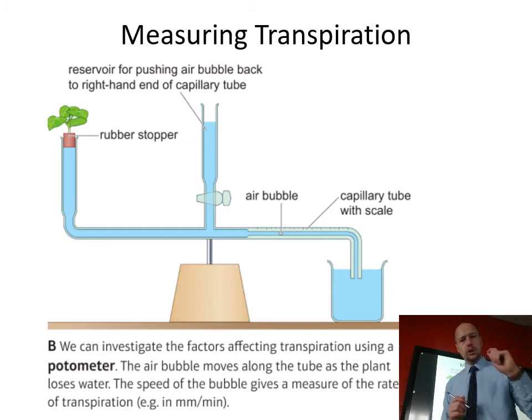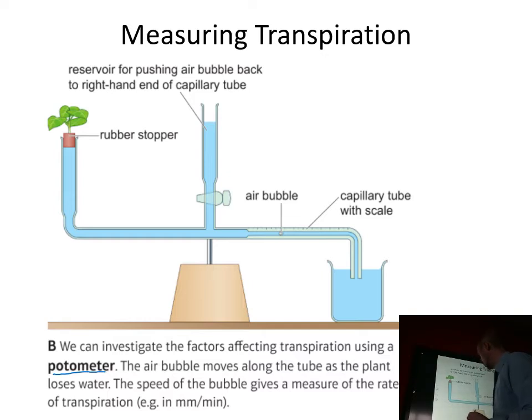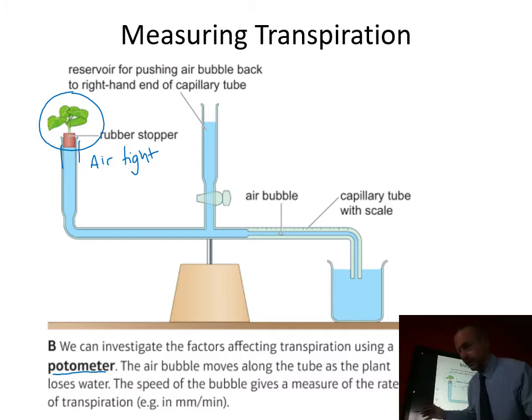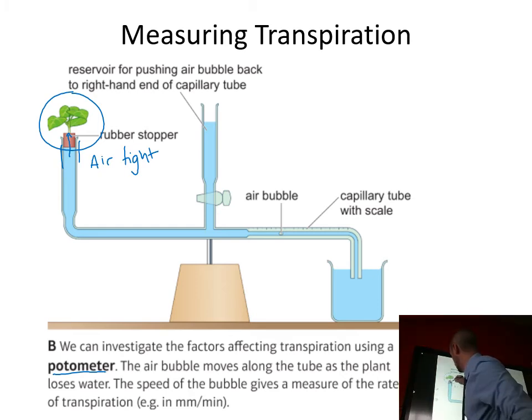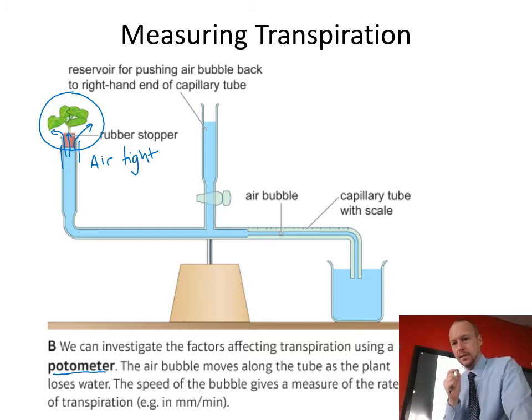Right, we use a piece of equipment called a potometer, which is here. And what we'll do is we'll get a plant, and this would need to be airtight, and basically it would also be watertight. So any water that the plant's getting is going straight through the plant, through the stem, and none of it's going to evaporate out the sides there. It's all going to go through the plant.